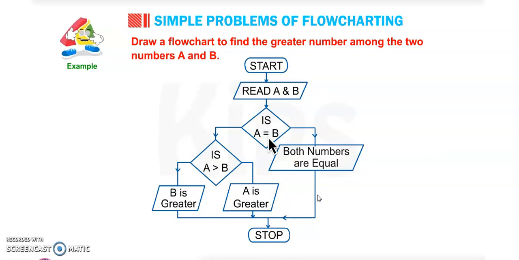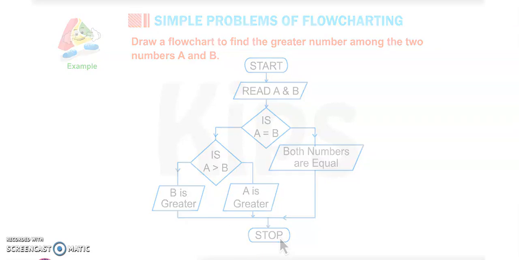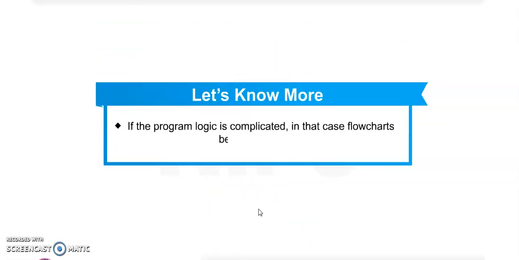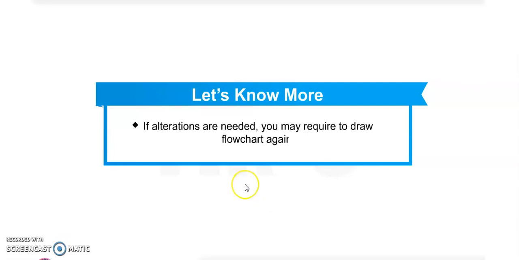Okay children, now we have done this chapter, so you have to read this chapter again, and learn all the functions of these boxes and learn what an algorithm and a flowchart are. Now there is another, let's know more. If the program logic is complicated, in that case flowcharts become complex. So if alterations are needed, you may need to draw the flowchart again.